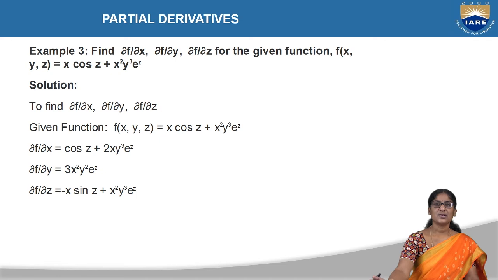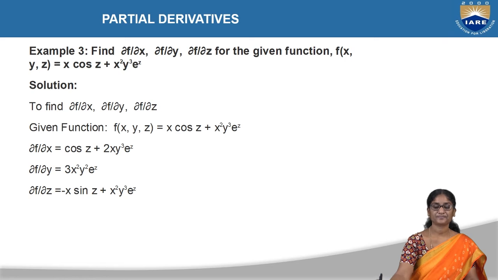This is the first order partial derivative for the given equation. Okay, so let us see one more example. Find dou f by dou x, dou f by dou y, dou f by dou z. This is a function of several variables. I have increased the number of independent variables from 2 to 3. I have taken a 3-variable function here. So f of x comma y comma z is equal to x cos z plus x square y cube e power z.